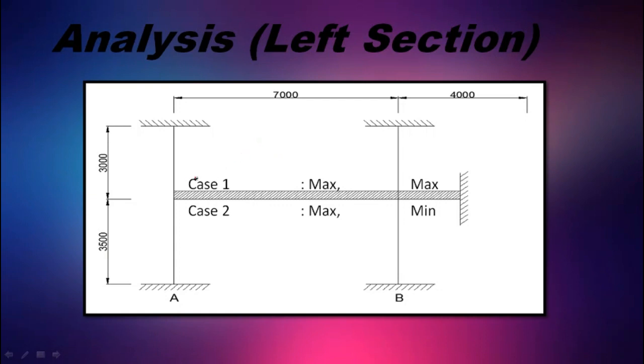So in this video, we will analyze the left section, so we can analyze joint A and joint B to determine the bending and shear force of beam AB. In this section, there will only be two different load cases: the first case where it is maximum, maximum, and the second case, which is maximum, minimum.